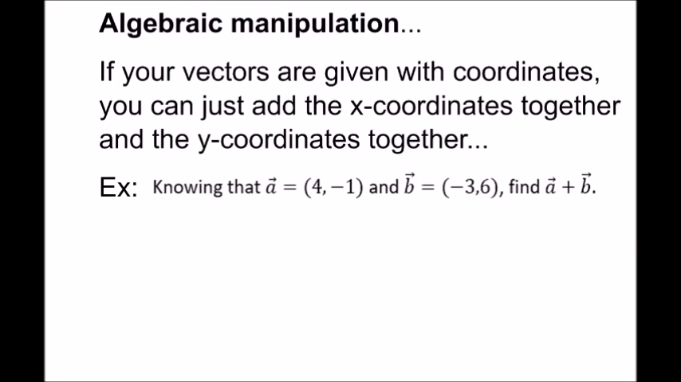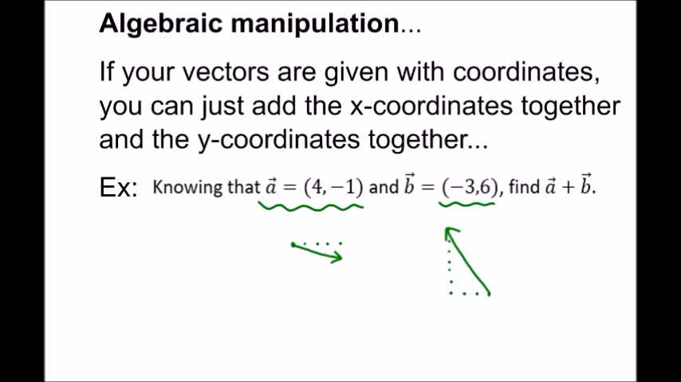If you have your vector given in algebraic expression, also in coordinates. So for example, here you have vector A, that is 4. So if I'm here, I'm going 4, 1, 2, 3, 4, -1. So that's my vector A. And B is, if I'm starting here, -3, and then 6. I'm here, -3, 1, 2, 3, 1, 2, 3, 4, 5, 6. This is my vector B.